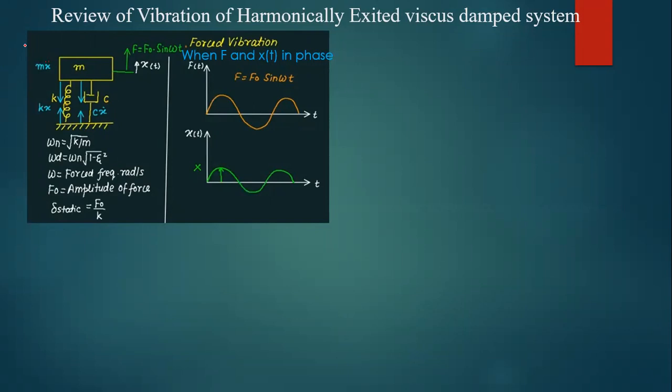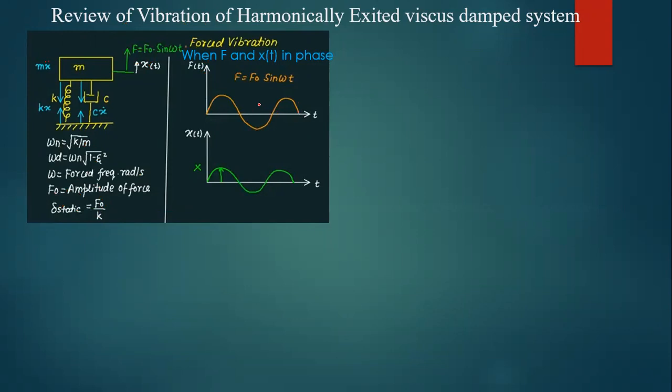So the natural frequency of the system is omega n equals root of k over m, and the damped natural frequency is omega n times root of 1 minus zeta square, because what we are talking about is a damped system. Omega is the forced frequency, and omega n is the natural frequency. F naught is the maximum amplitude of the force, and delta static is F naught over k. These are some definitions.